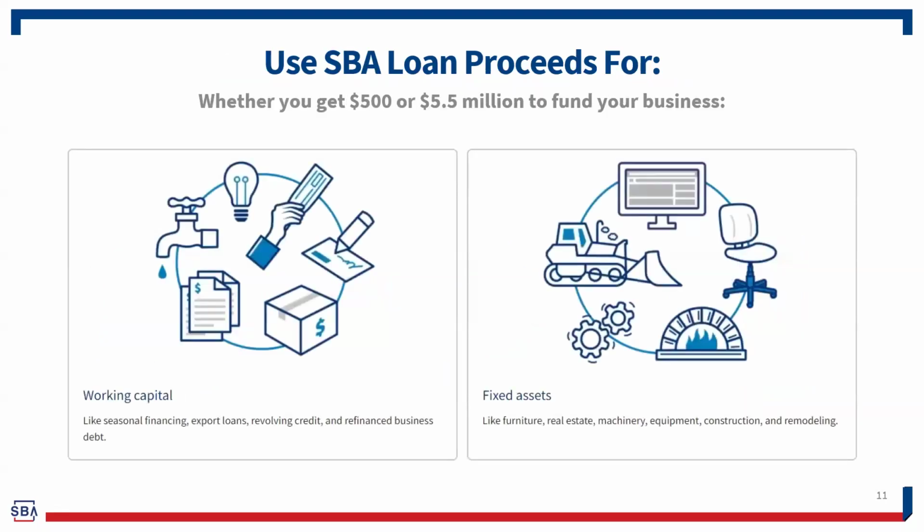All right, so use SBA loan proceeds for. There's two types of uses for this. It could be towards capital or fixed assets. If it was towards capital, that'd be something like seasonal financing, export loans, revolving credit, and refinanced business debt. And then fixed assets would be something like furniture, real estate, machinery, equipment, et cetera.